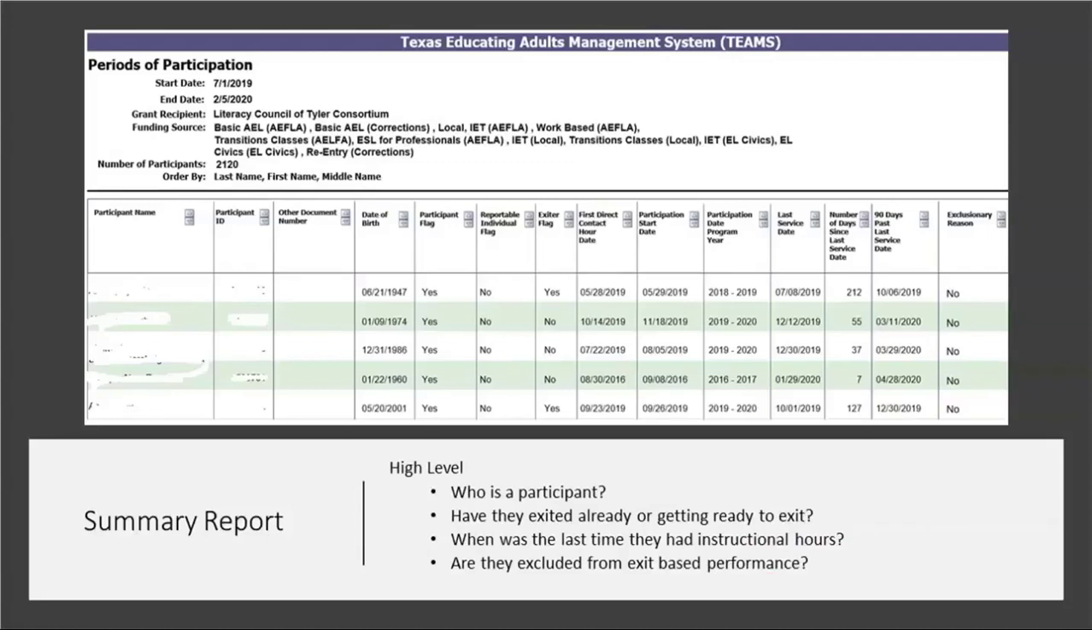There are two different ways that you can pull this report in Teams. One is called the summary and the other is called the extract. The summary is more high level. It's going to give you just the nuts and bolts. It's going to say who's a participant, have they exited already, or are they getting ready to exit, when was the last time they were sitting in class, and are they excluded. So it's just very high level. It's the crispy report. The extract is a little bit more information.